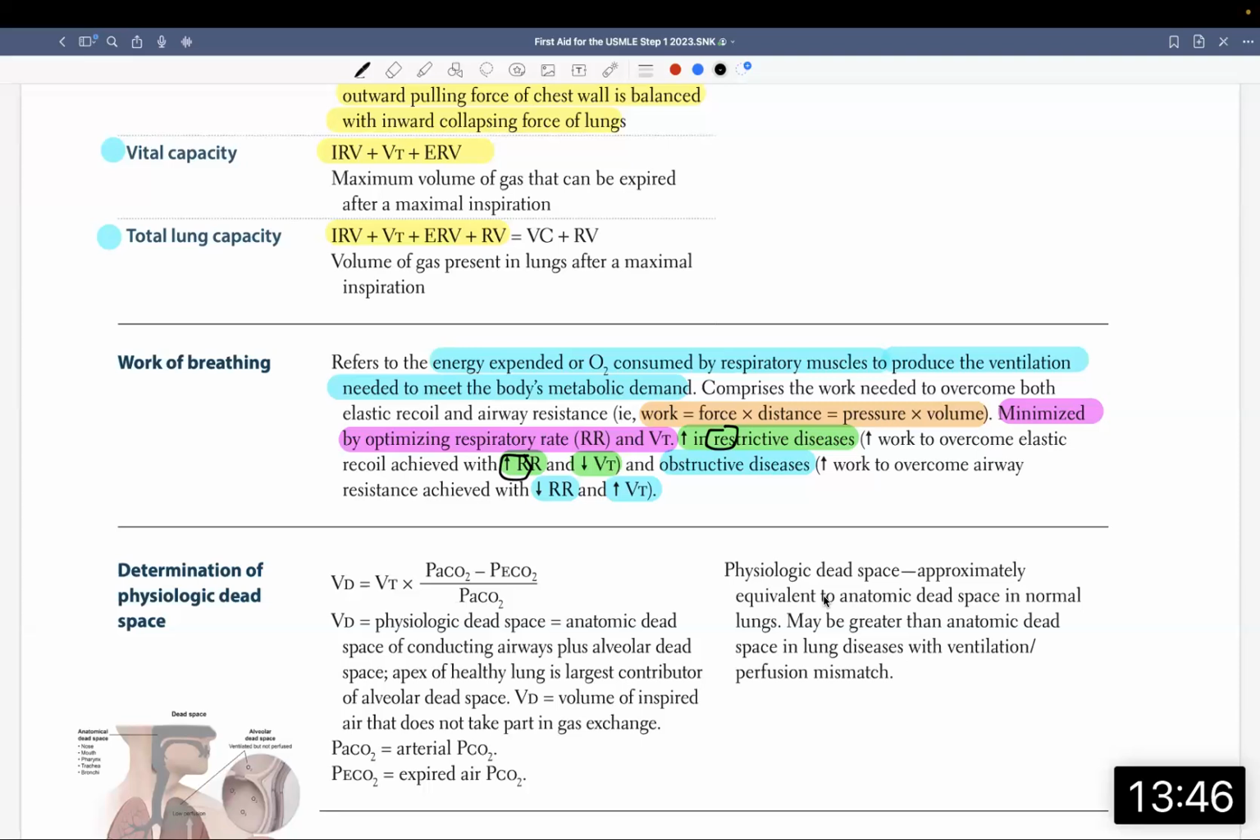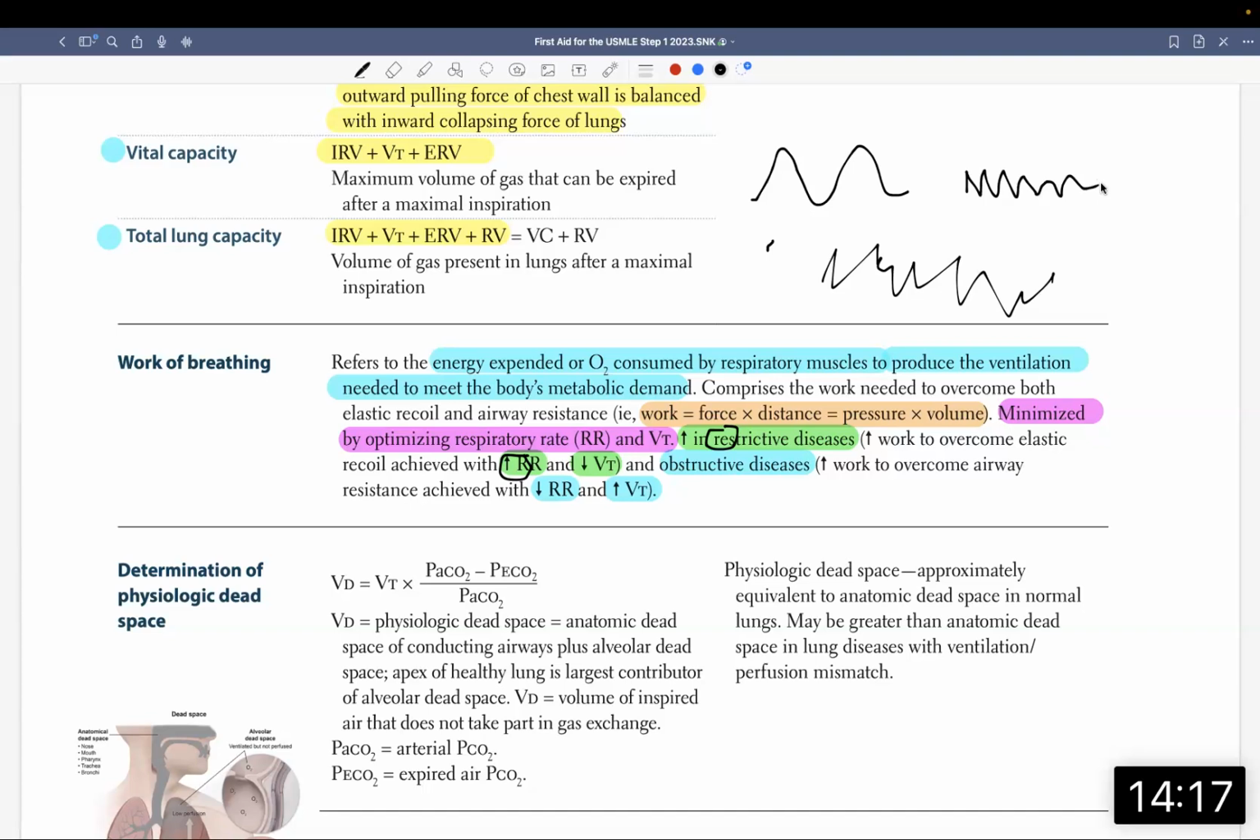Correct. Exactly. So in both, the work increased. Like you have to breathe hard, correct? What happens in restrictive? They breathe less per breath, but they breathe more frequently. So respiratory rate is increased, and the tidal volume is lesser. If this is a normal tidal volume, here they will be breathing fast but shallow. That's for restrictive. Obstructive, what's the problem again?